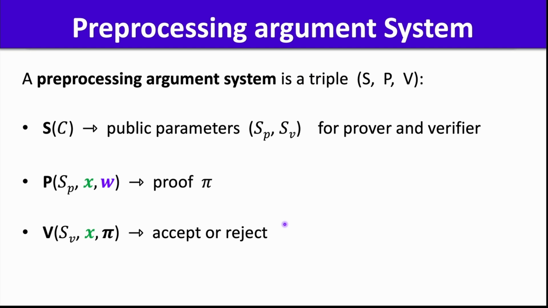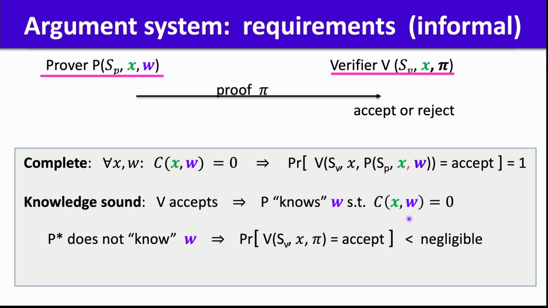So now we can define the syntax for a pre-processing argument system more precisely. The pre-processing argument system is made up of three algorithms: the setup algorithm, the prover, and the verifier. As we said, the setup algorithm outputs SP and SV. The prover will output a proof pi, and the verifier only takes the statement x and the proof pi and says accept or reject. Okay, so I want you to remember these three algorithms, S, P, and V. They're going to come up again and again and again throughout the entire course.